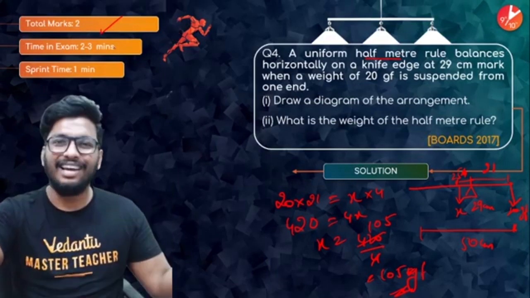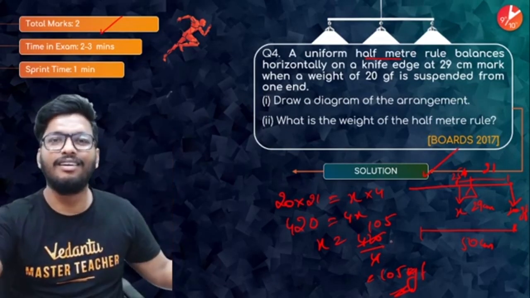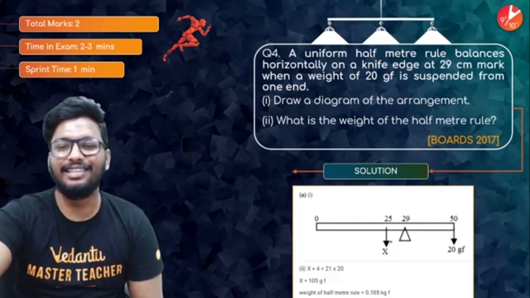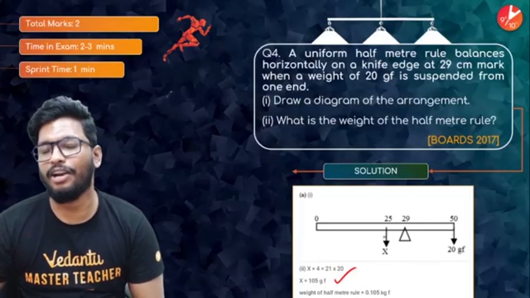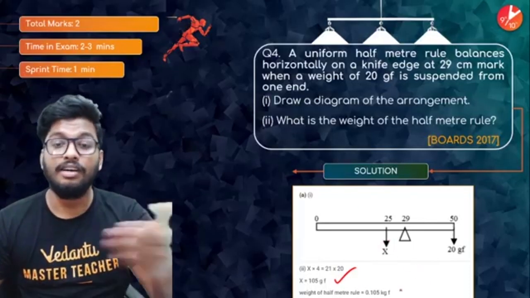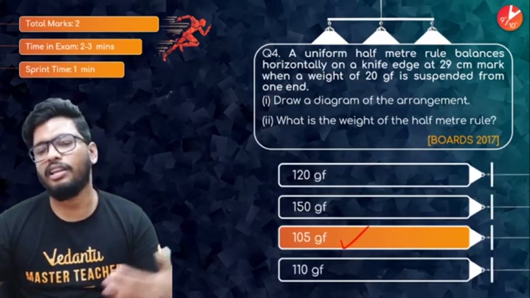So that is the answer, guys. Just draw a diagram first and then use the principle of moment or the formula and solve it. That's it, guys. So this will be the answer. The weight of it would be 105 GF, gram force. If you want to convert it to kgf, divide by 1000, so it'll be 0.105 kgf. But here the answer is given in GF itself, so you can leave it as GF.